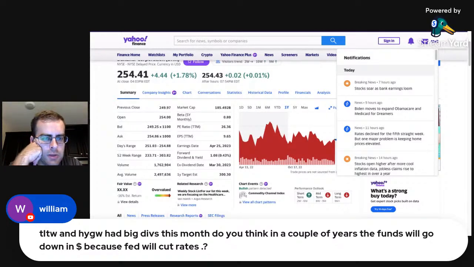They had big dividends this month. Do you think in a couple of years the funds will go down in dollars because the Fed will cut rates? Absolutely. TLTW is a bond fund. So I normally don't touch bonds. In fact, my brain kind of shuts off when it comes to bonds.